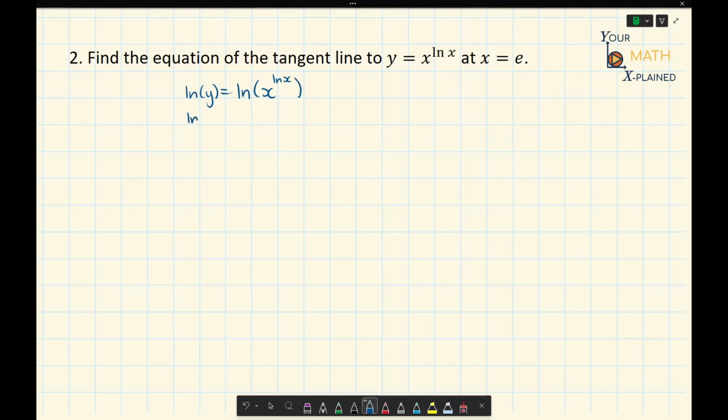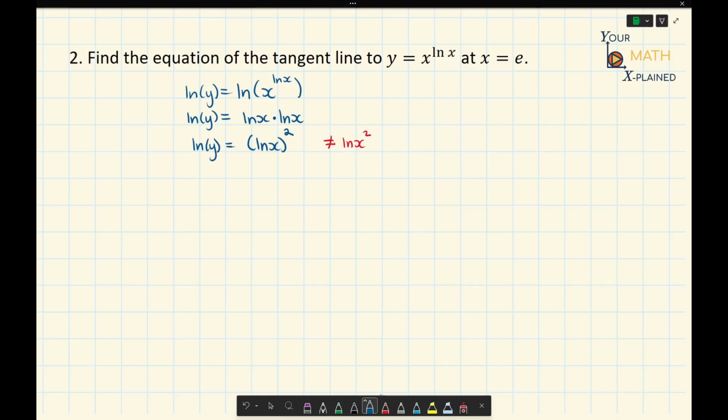And now we can use our log law to peel the power down, which means we get ln of y is equal to ln of x times ln of x. And then we can go ahead and simplify this into ln of y is equal to (ln of x) squared. And note that this is not the same as ln of x squared, so make sure you have your brackets around your ln of x.